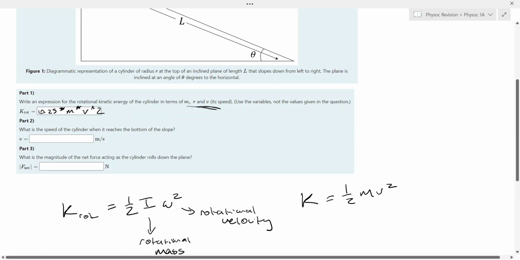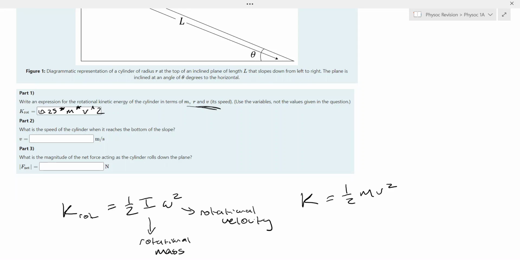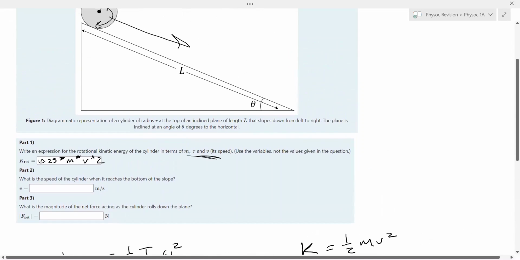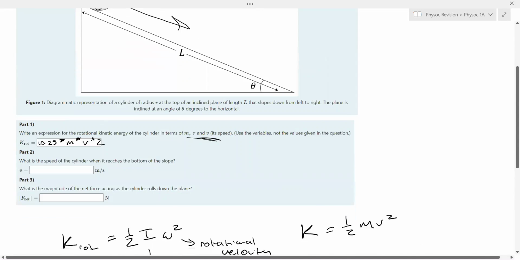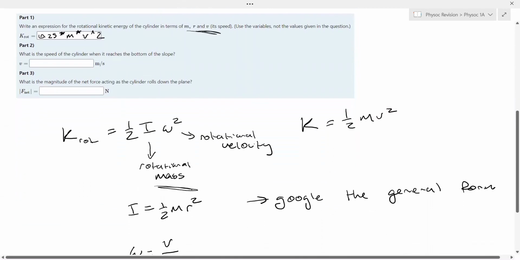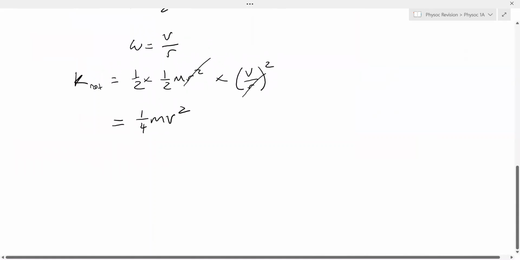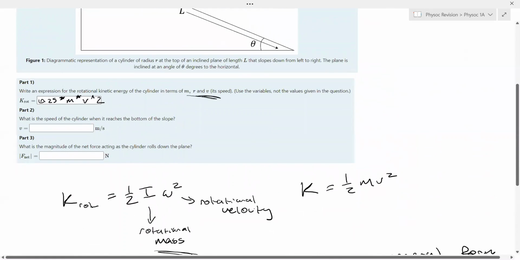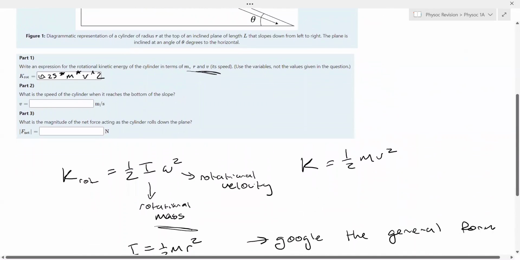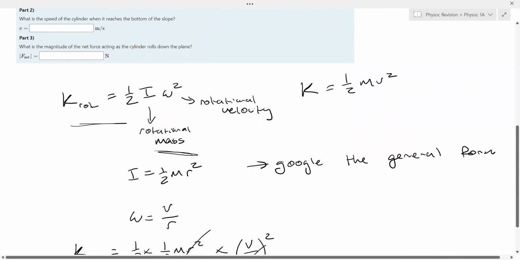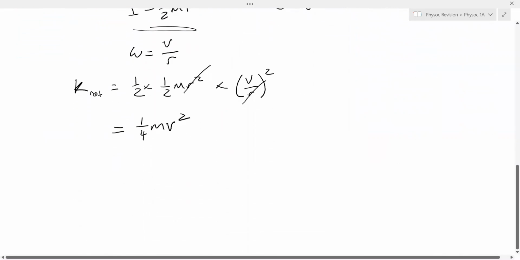So part 2, what is the speed of the cylinder when it reaches the bottom of the slope? In this case, we're going to be using our conservation of energy again, but we need to consider that we have translational and rotational kinetic energy as a result of the rotation. So that's pretty much the only difference between rotation and regular energy conservation, is we have rotational kinetic energy and translational kinetic energy, and then this is the form of the rotational kinetic energy, and we just have to figure out what our moment of inertia is.